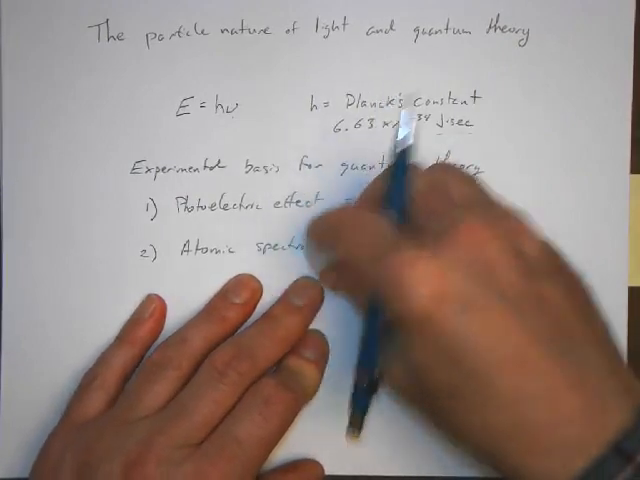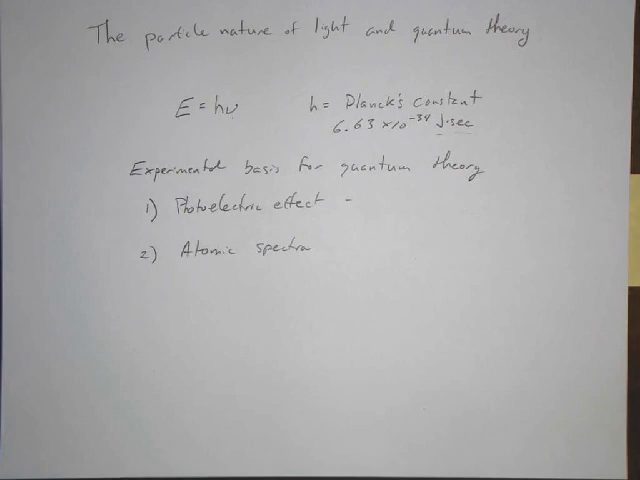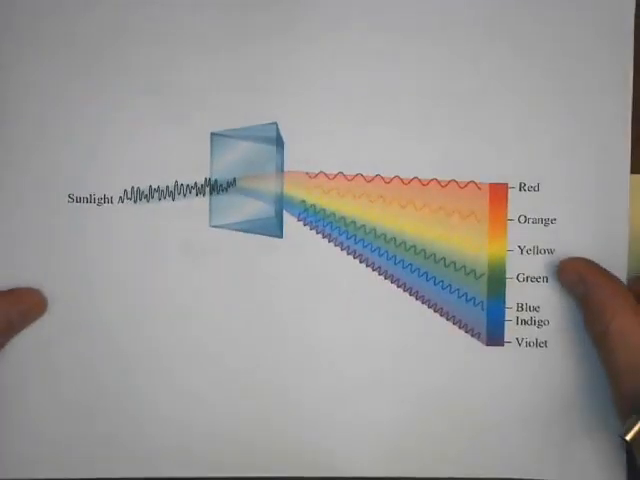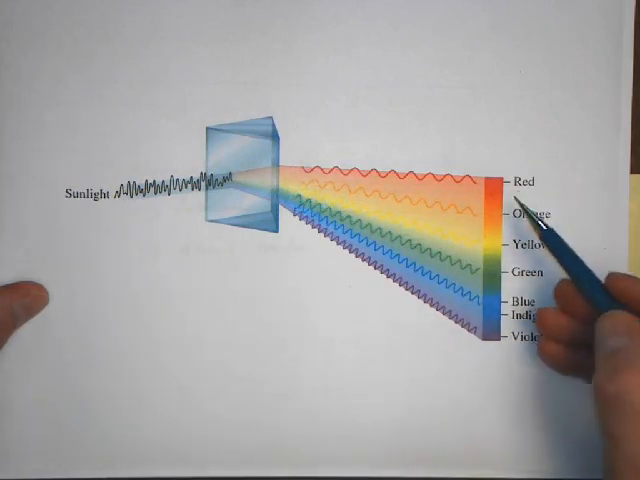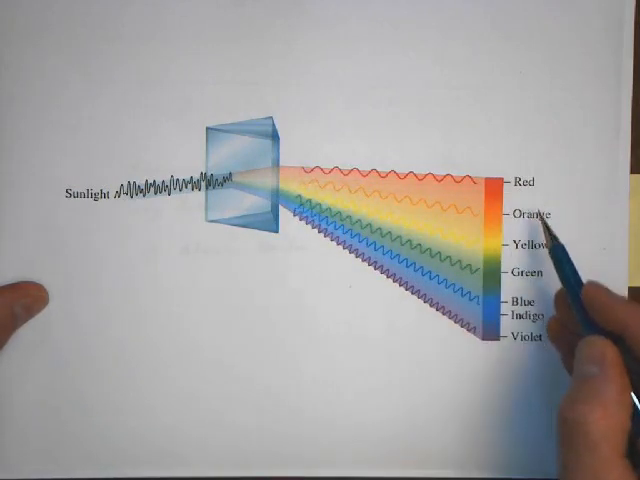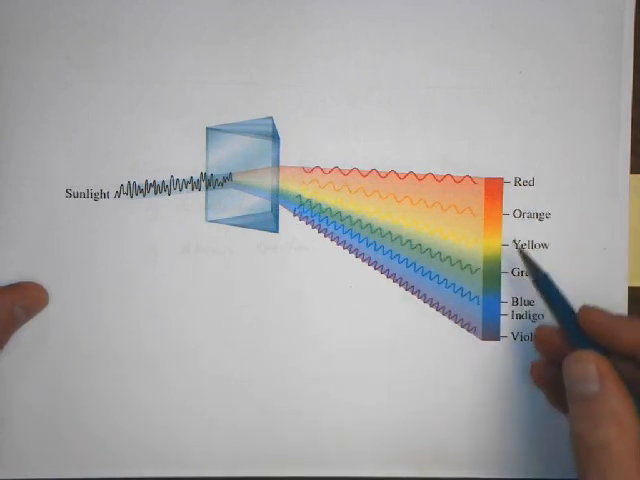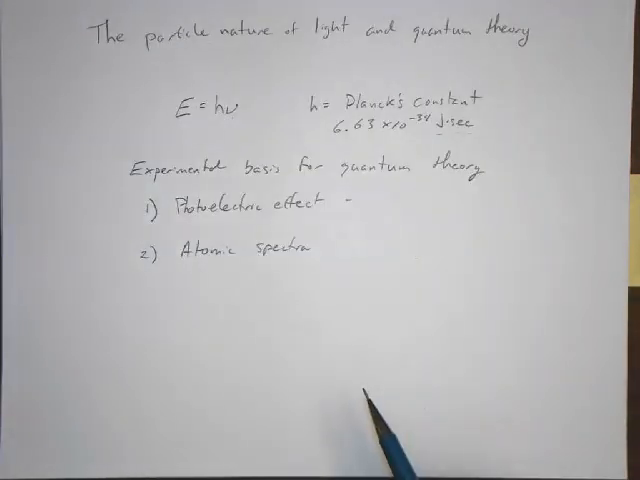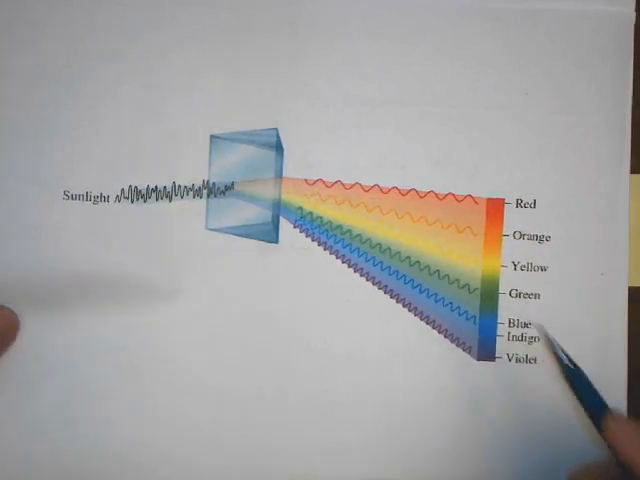Atomic spectra, singular. We all are pretty familiar with the fact, and this is an image from your textbook, that if you shine sunlight through a prism, you can split the light into red, orange, green, blue, indigo, violet, and so on. When you pass white light, sunlight, through a prism, the light is dispersed into a continuous spectrum. A continuous spectrum would be like this.